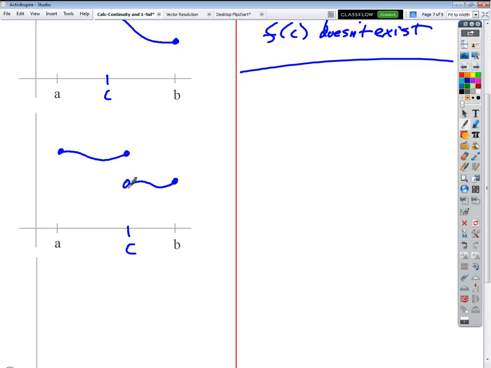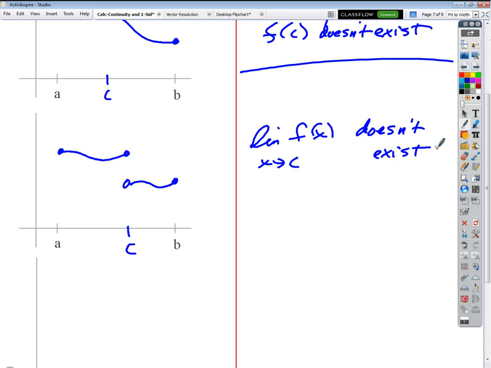Right. Okay. So the limit of f of x as x approaches C doesn't exist, because they each think they're going to end up at different places. Okay, yeah. Agreed? Think we got them all then?